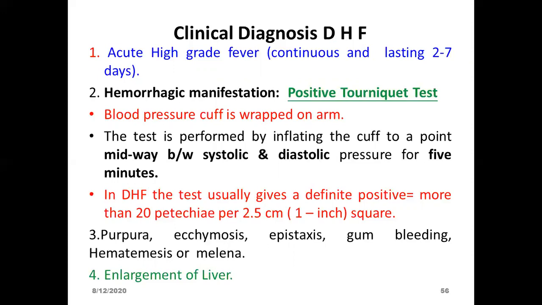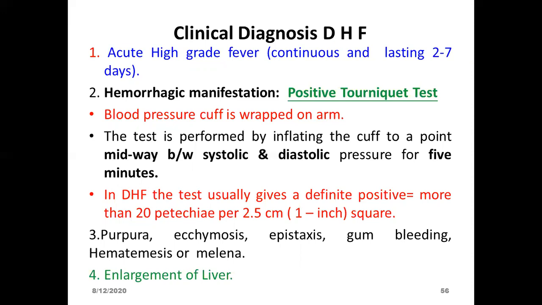In dengue hemorrhagic fever, the test usually gives a definitive positive when more than 20 petechiae per 2.5 square centimeters on the forearm are present. So the tourniquet test is positive when more than 20 petechiae per 2.5 square centimeters are present.